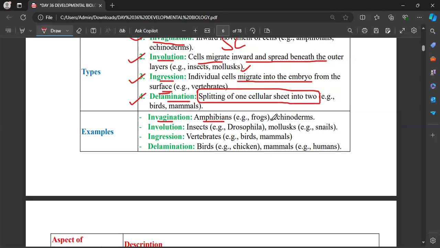Now, you should know that invagination is seen in amphibians and echinoderms. Involution is seen in insects and mollusks. Ingression, in vertebrates. Delamination in birds and mammals, that is humans.